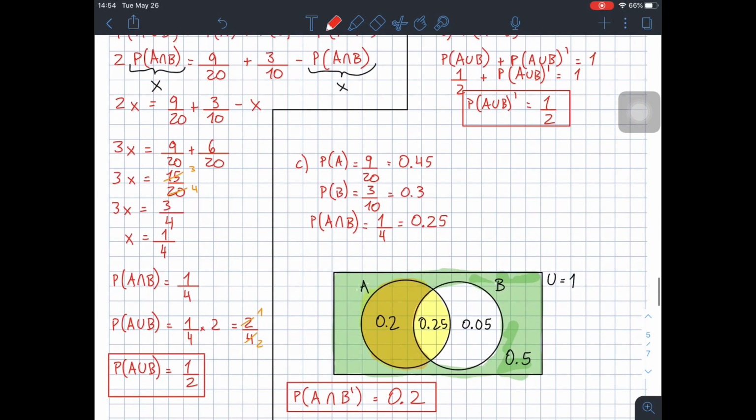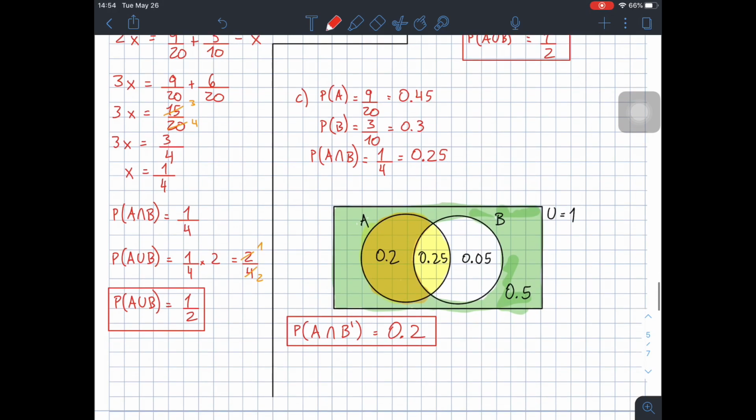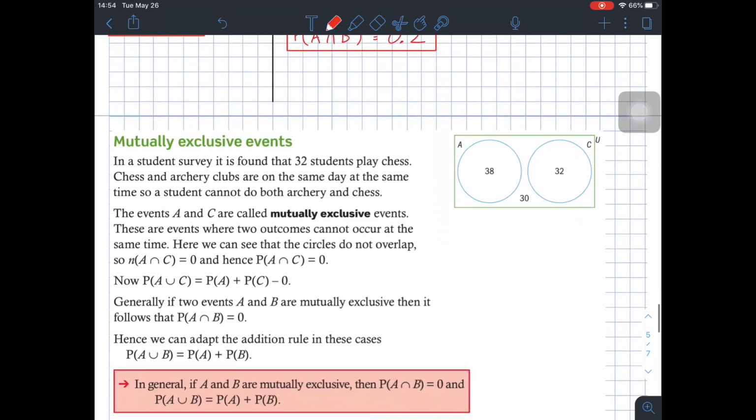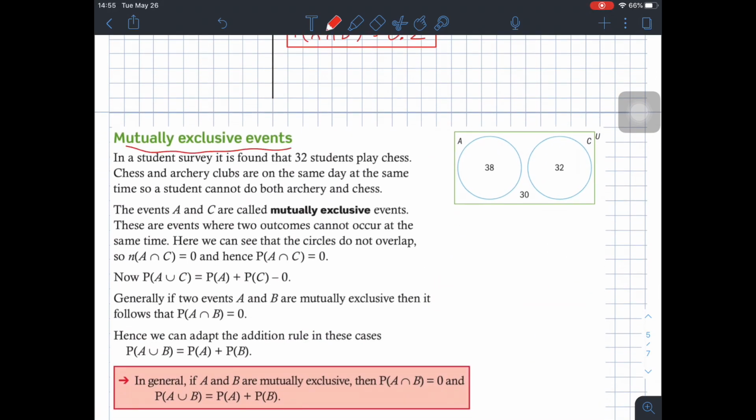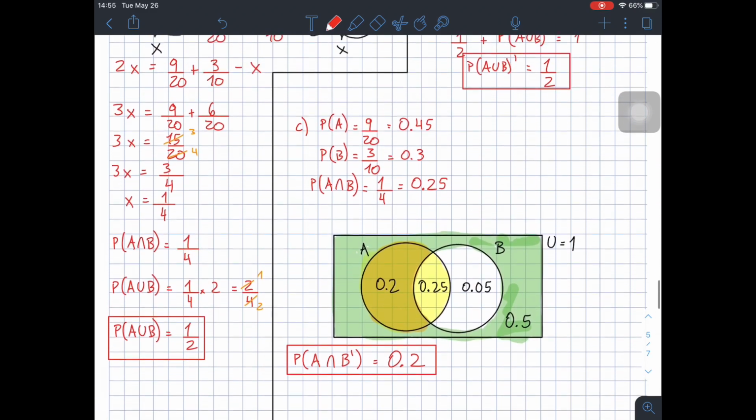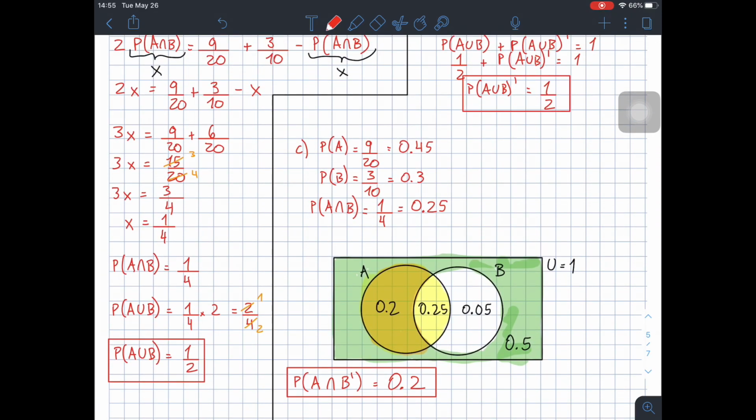Okay, so I think I'm going to leave the class here just to not make the video too long. For the third part of this video, we're going to talk about mutually exclusive events, and then you're going to keep on practicing with Venn diagrams, okay?